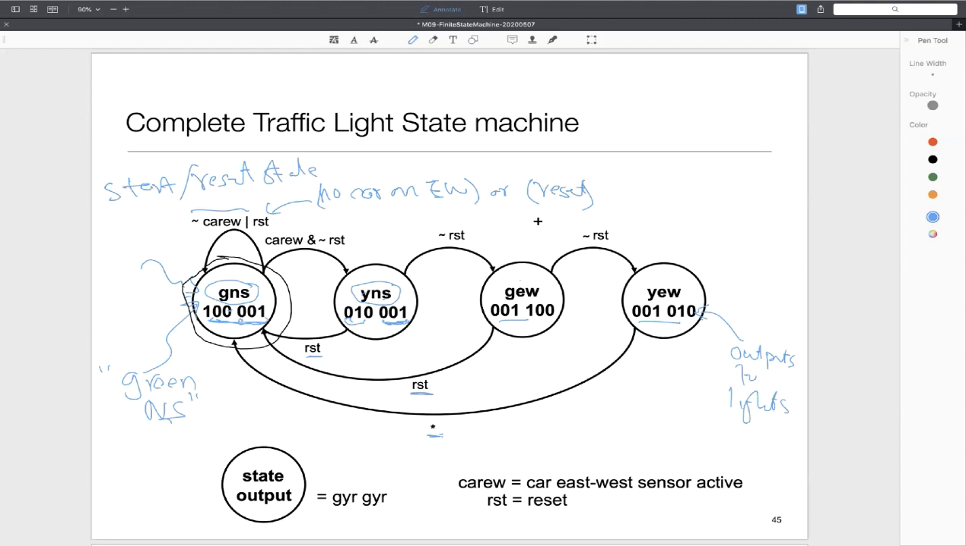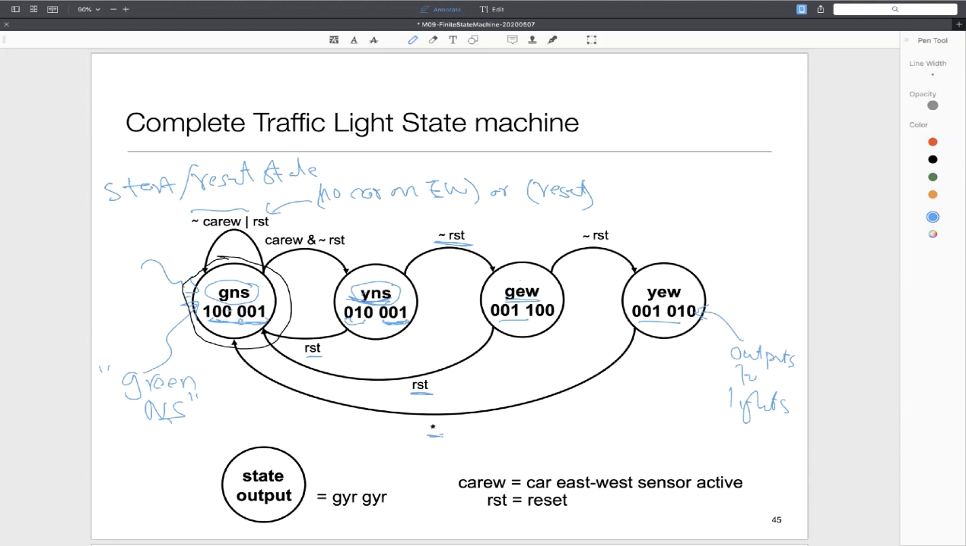If there is a car on east-west and there is not a reset, right? So if my sensors are telling me, hey, there is a car and I'm not getting the reset signal, then eventually I have to turn the green light on. But I can't just turn the green light on immediately on east-west, right? So I'm going to move to yellow north-south. And then as long as reset continues to be low, then I will go to green east-west.